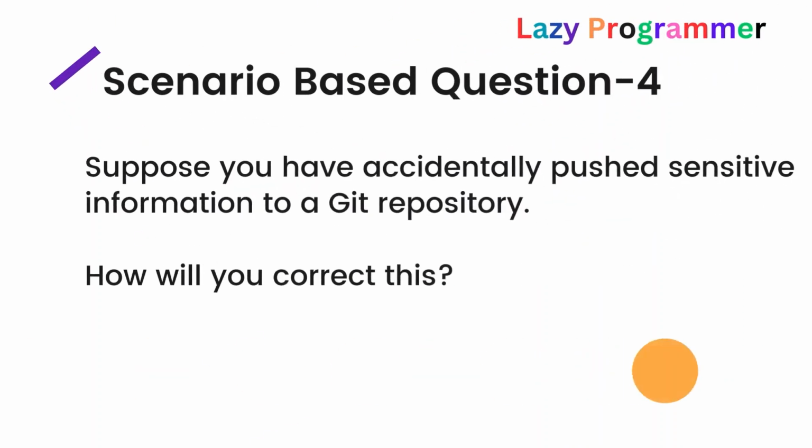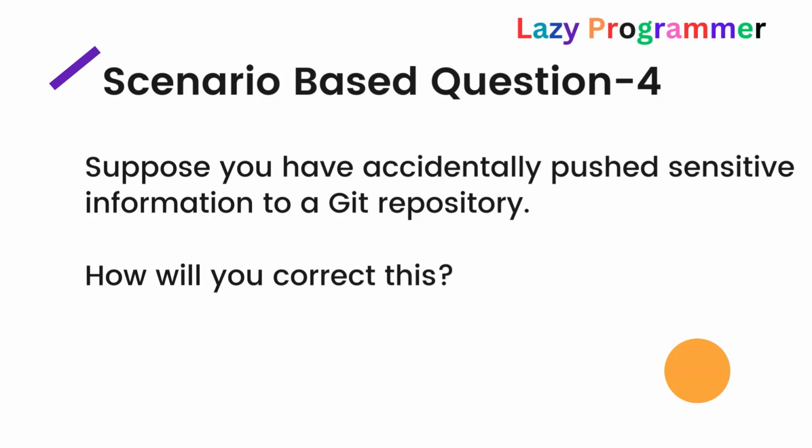Now let's check the next scenario based question. So the scenario is, suppose you have accidentally pushed a sensitive information to git repository. It can be password or any other sensitive information also. So how you can correct this particular mistake?